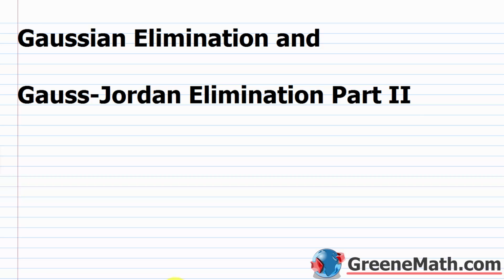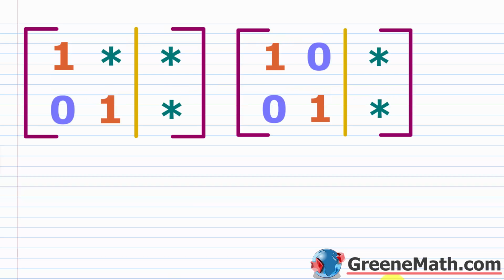In this lesson, we want to continue to talk about Gaussian elimination and also Gauss-Jordan elimination. In our last lesson, we learned about Gaussian elimination and Gauss-Jordan elimination. We saw that we could take a linear system in two variables, take the numerical information and set up an augmented matrix, and through elementary row operations, we could pound our matrix into a specific form.